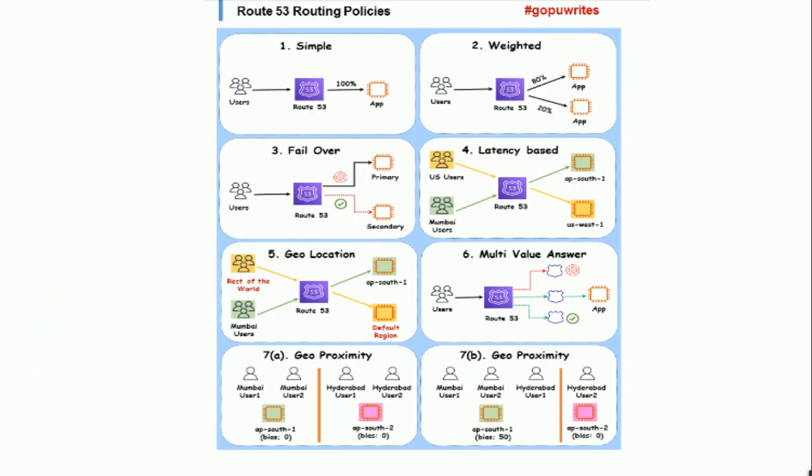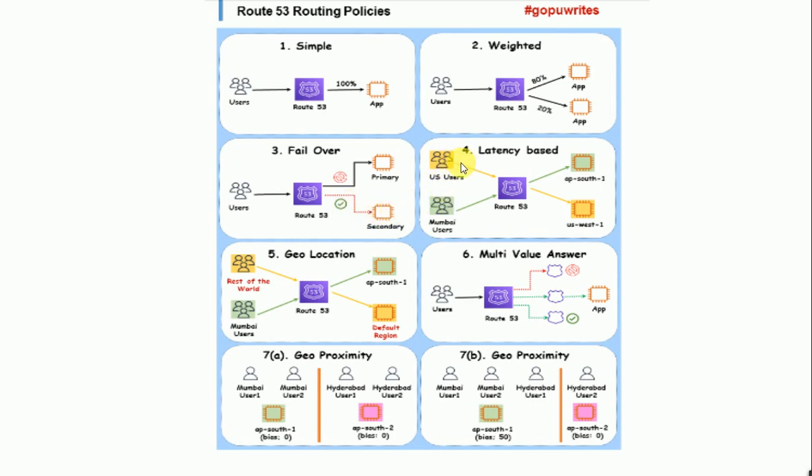So this is the picture of these different routing policies. Consider simple routing: a user raises a request to Route 53, and 100% navigates to the app, that means our app server. Second is weighted: Route 53 has weighted routing, so 80% of responses come from the first app server and the remaining from the other server. Failover: if the primary instance fails, Route 53 responds with the secondary.